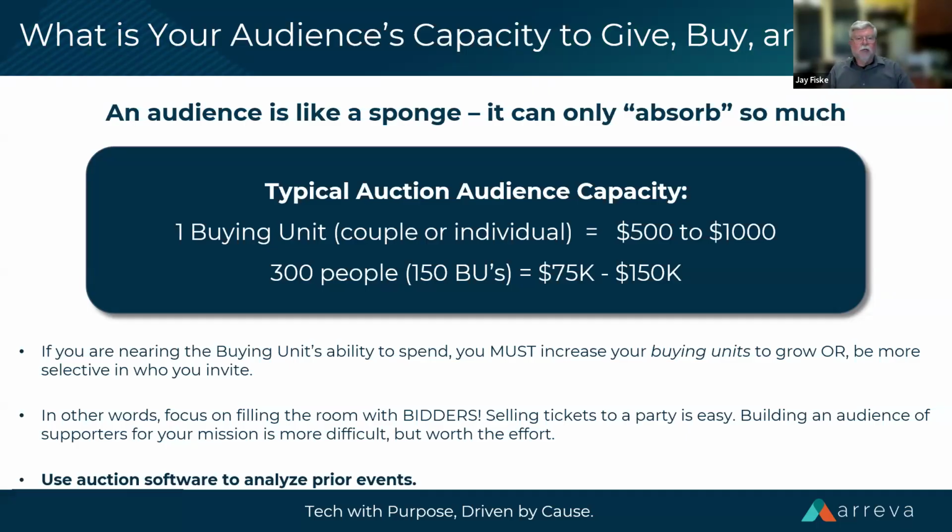So a 300-person gala, 300 people in the room, 150 buying units, is a $75,000 to $150,000 capacity. That doesn't mean you're going to make $75,000 to $150,000. It means that you have the ability with the people that are in the room to make that, provided you give them $75,000 to $150,000 worth of reason to go about giving you that money. Okay, so there you go. So in other words, fill the room with bidders.